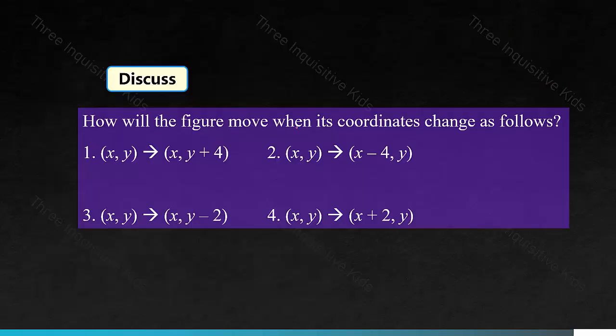How will the figure move when its coordinates change as follows? Number 1, (x, y + 4). This means that we are moving vertically and y is increasing by 4 units, which means that we are translating this point 4 units up.